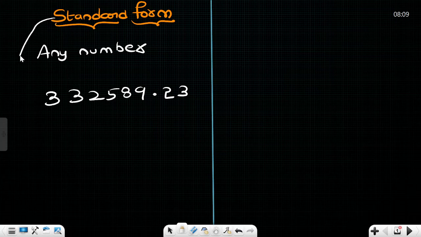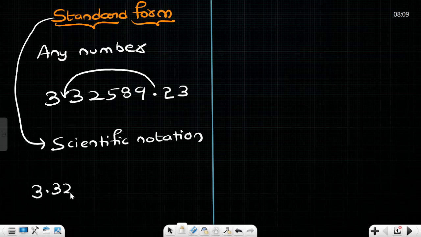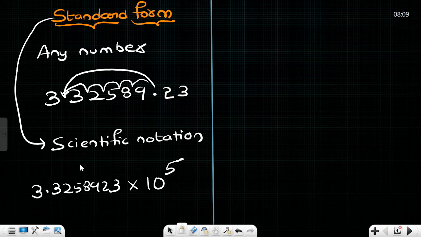What is exactly standard form? It has another name called scientific notation. What we do is we take this point to such a position where that decimal number will be between 1 and 10. If you take this point back, then it's going to become 3.3258923 into 10 power, how many places you have taken? 1, 2, 3, 4, 5. So into 10 power 5. This is the scientific notation of this number. This is also called standard form.